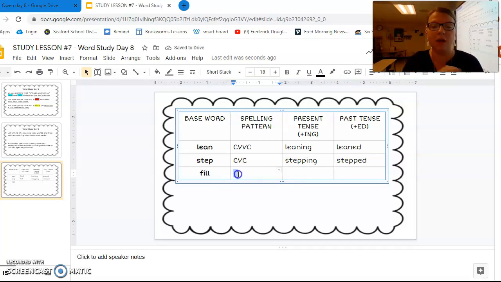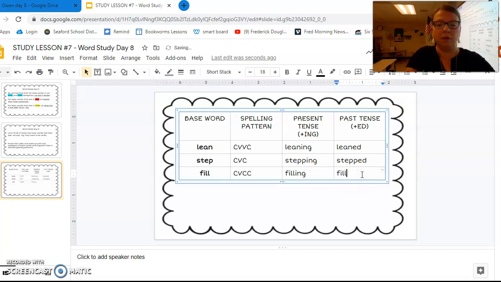And the last word that I have for you for today is fill. Consonant, vowel, consonant, consonant. So we all know that this is going to be CVCC pattern. And when I have a CVCC pattern, I'm just adding ing and ed without any changes. So fill, filling, and filled.